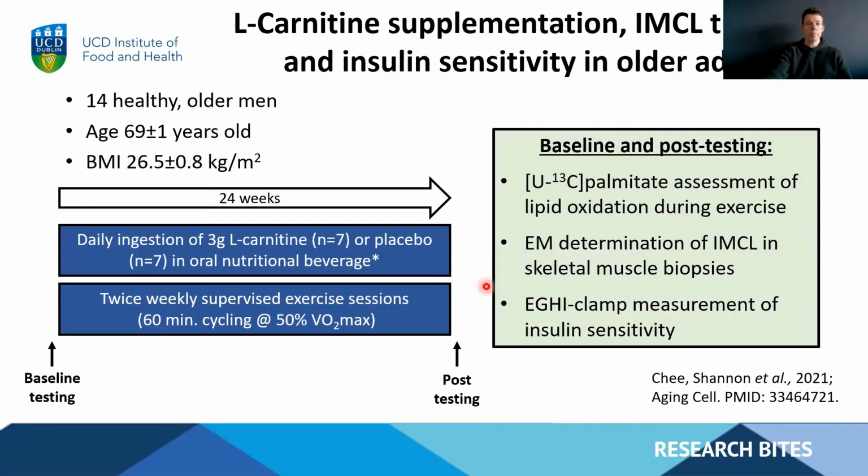So for the study design, we recruited healthy older individuals, so mean age of 69. They were overweight but not obese. And we conducted the study for 24 weeks, where they ingested L-carnitine daily in an Ensure nutritional beverage. So that had a small amount of protein, carbohydrate, and fat in it. And we hoped that the insulin response was going to be sufficient to drive some carnitine retention.